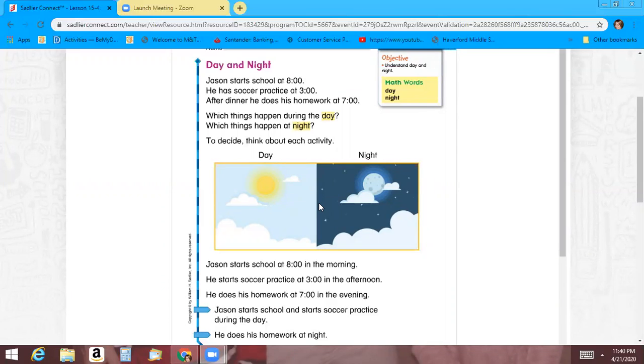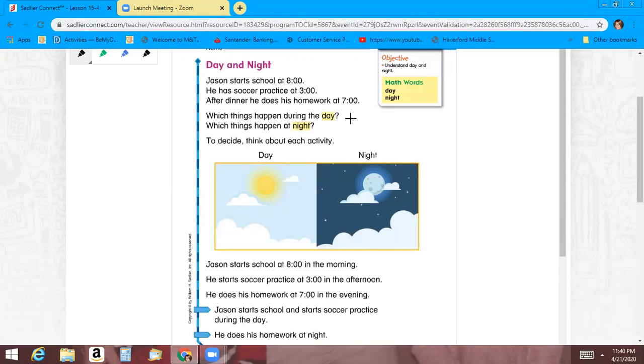So if you open up to our next lesson, which starts on page 577, you will be right with me. And I want to talk a little bit about the information on this page and what we're going to be doing in our lesson today. So it has some information up here. Let me just get my little pen working about Jason. So Jason starts school and it says at 8 o'clock. He has soccer practice at 3 o'clock, and after dinner he does his homework at 7 o'clock.